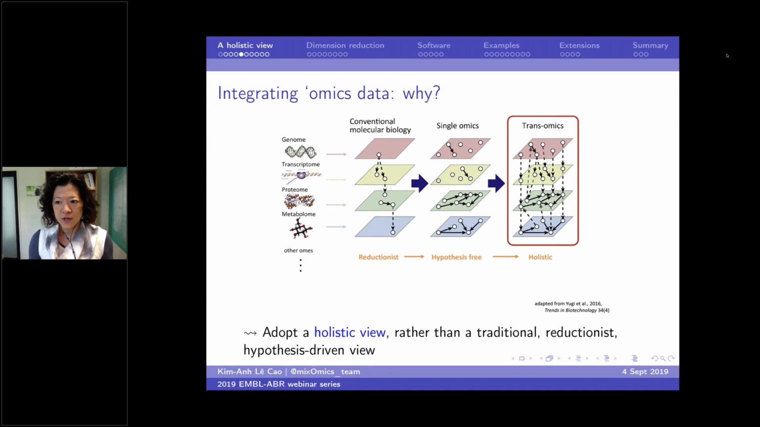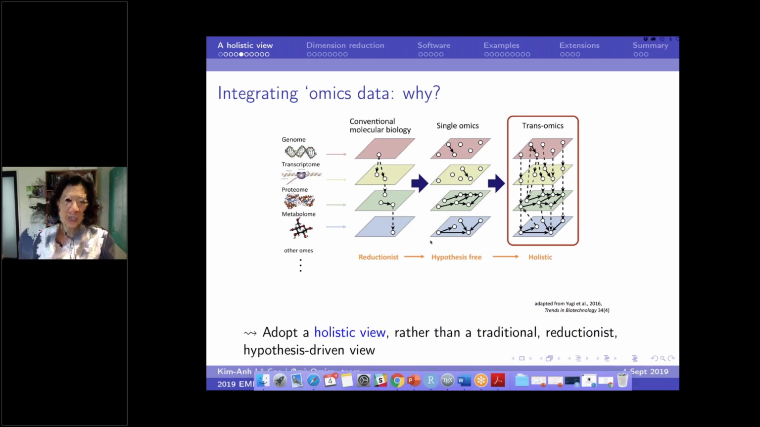So earlier we would adopt a conventional approach where we would look at a specific gene or specific transcripts and study them in a reductionist type of approach. When we had more advances in the high throughput technologies, then we started to look at single omics, looking at a specific type of molecules, for example, transcripts, and then understand what is going on with those transcripts. So we adopted then a hypothesis-free approach because we didn't have a very clear question or a very clear hypothesis about which transcript to look at.